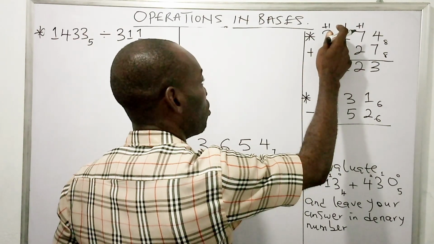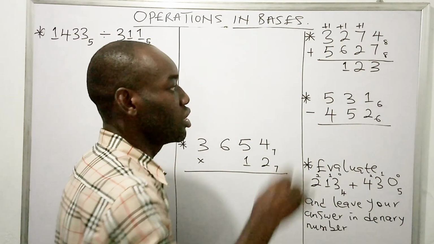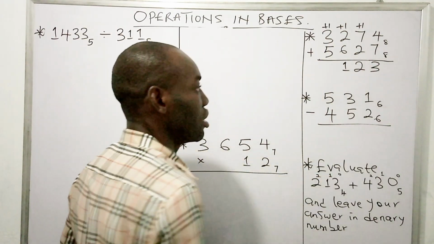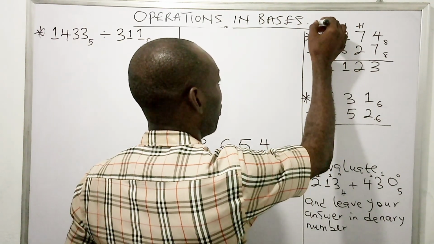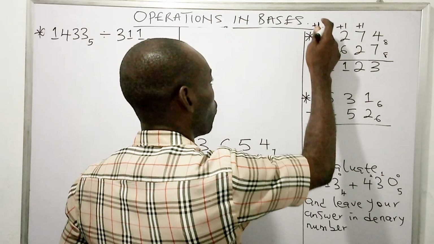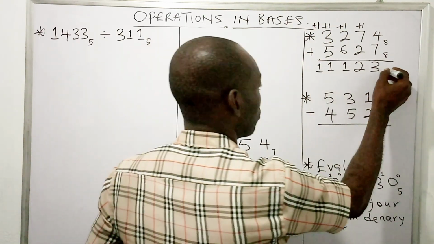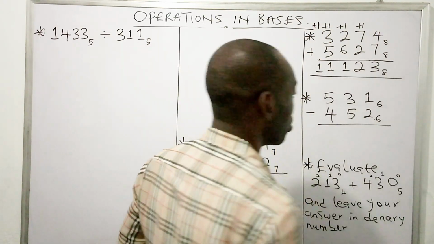So 1 plus 3 is 4, 4 plus 5, that's 9. We divide the 9 again by the base 8. We have 1 with a remainder of 1. We put down the remainder 1, and we'll carry the next 1 here. And 1 plus nothing here will give us 1. So that's the solution to that addition in base 8.